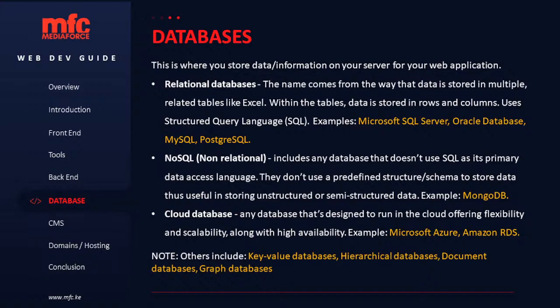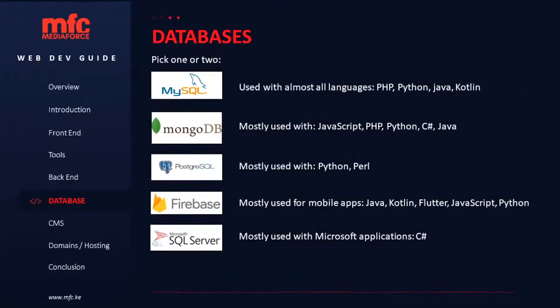Other kinds of databases could be hierarchical, where data is stored in a hierarchical format. We have key-value databases, where each kind of data is assigned a particular key for referencing. Then we also have document databases, where a common example is the JSON format. Then we also have graph databases, among the rest. So these are the three major kinds of databases, and there are several others. It's up to you to pick one or two that you want to learn.